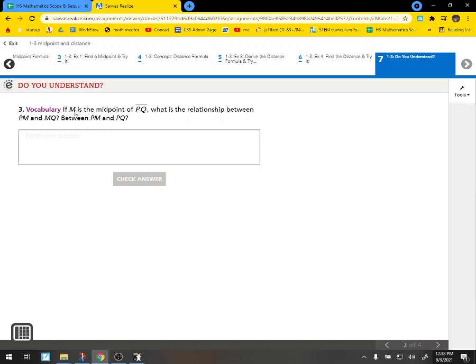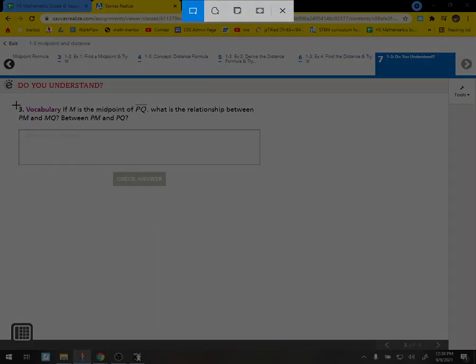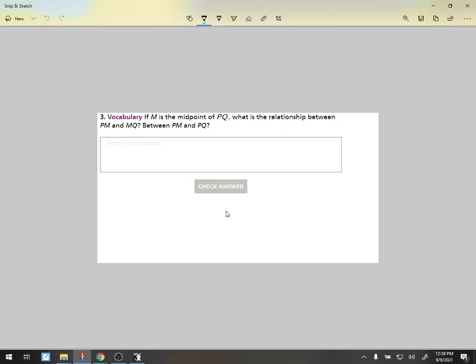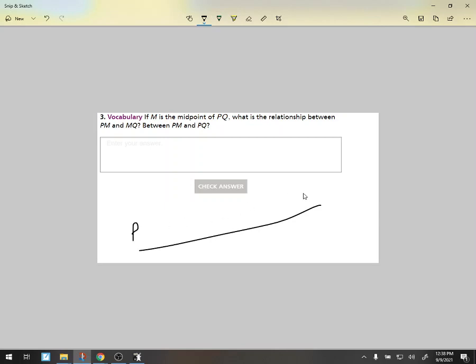Oh, interesting. If M is the midpoint of PQ, what's PM and MQ? Let's think about this really quick. We've got some line segment, PQ. Here's M. It's the midpoint. Well, then that means bam, bam, right? Those two things are congruent. They have to be. So PM and MQ have to be congruent.